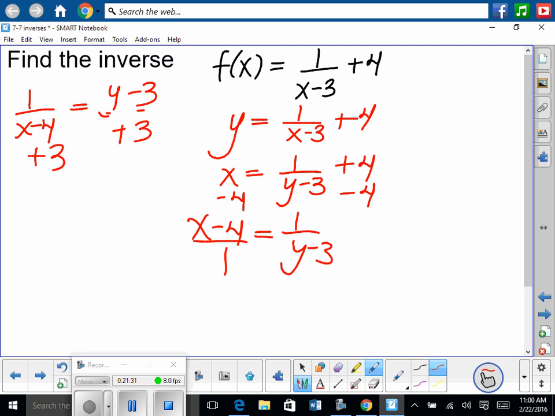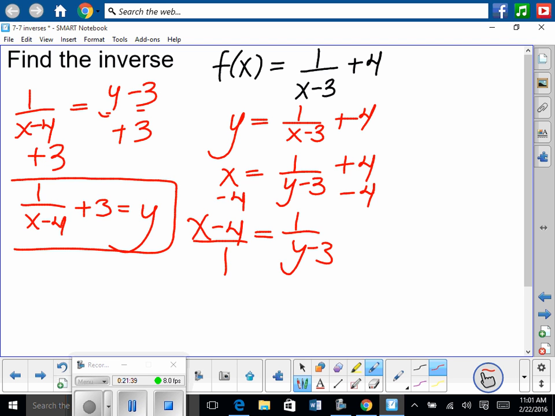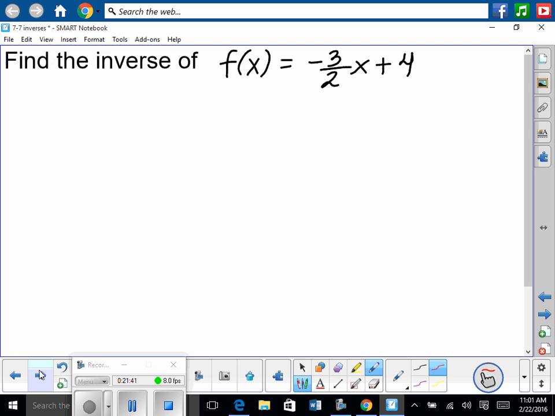Can I add the 3 with this stuff? No. So we have 1 over x minus 4 plus 3 is equal to f inverse of x right there. Questions? Okay, negative 1. Last one. The rest of the time will be yours.